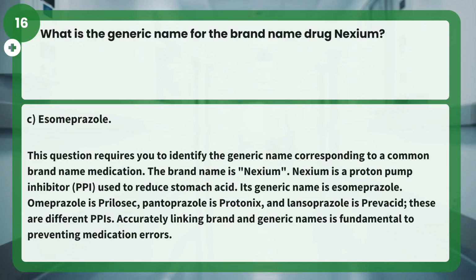Answer C. Esomeprazole. This question requires you to identify the generic name corresponding to a common brand name medication. The brand name is Nexium. Nexium is a proton pump inhibitor, PPI, used to reduce stomach acid. Its generic name is esomeprazole. Omeprazole is Prilosec, pantoprazole is Protonix, and lansoprazole is Prevacid. These are different PPIs. Accurately linking brand and generic names is fundamental to preventing medication errors.